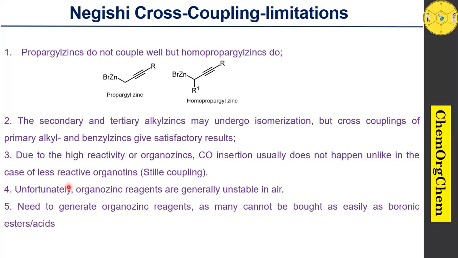Looking ahead, ongoing research aims to expand the scope of the Negishi reaction, with innovations in catalyst design and the development of enantioselective versions. Even now, a lot of enantioselective versions of the Negishi cross-coupling reaction are known in the literature, and further developments continue to push the boundaries of what's possible with this reaction.